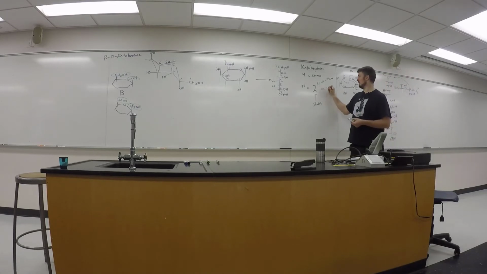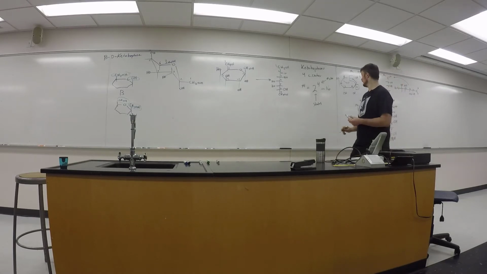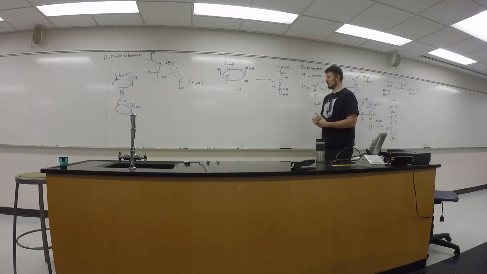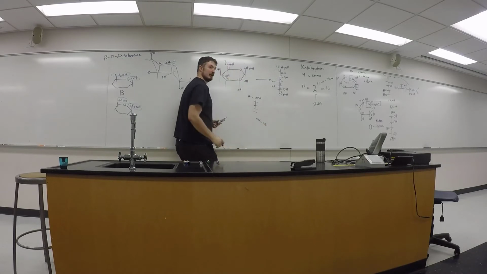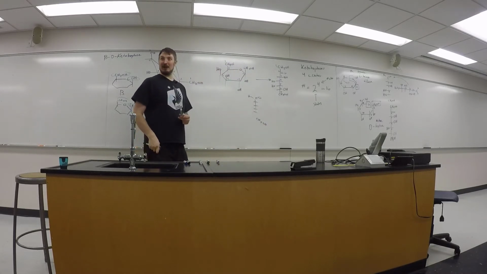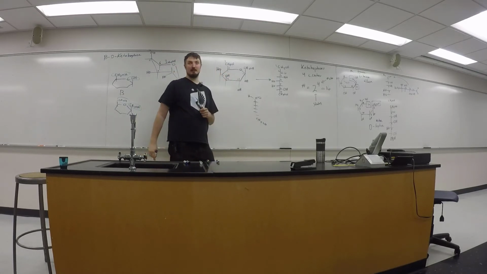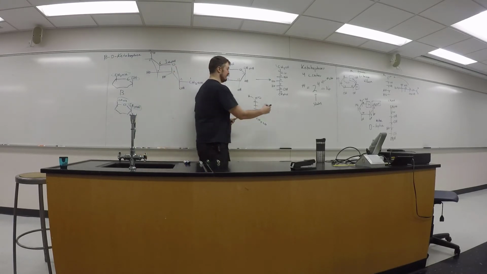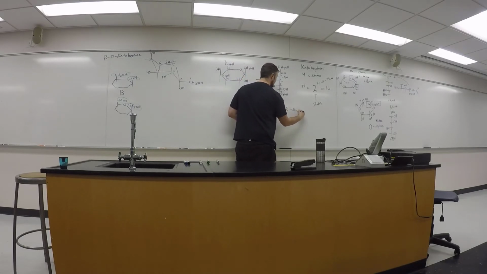16. 16 different sugars that are ketoheptoses. How many different aldohexoses? Aldohexoses also have 16. What about aldoheptoses? 5 chiral centers, 2 to the 5th is 32 aldoheptoses.